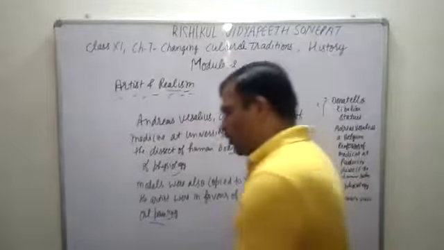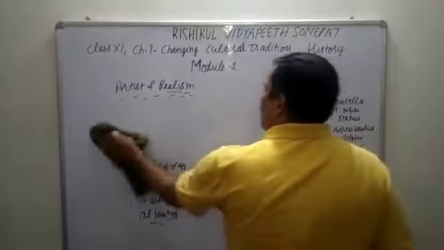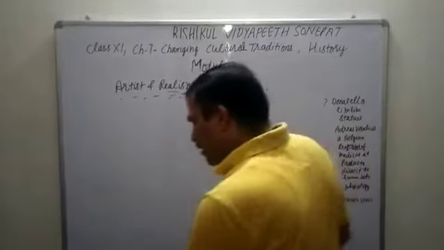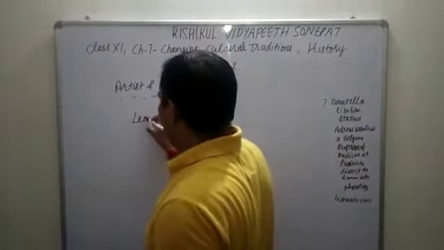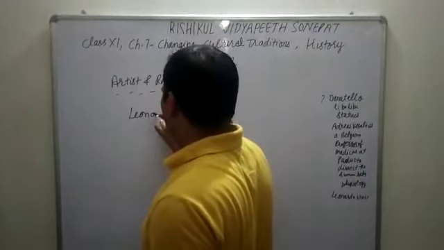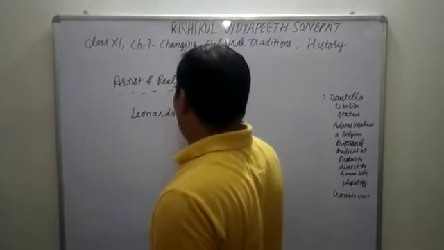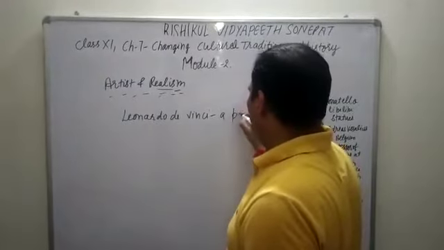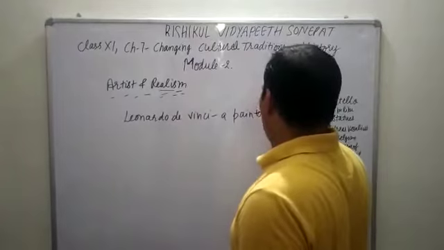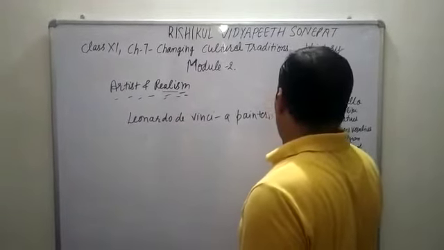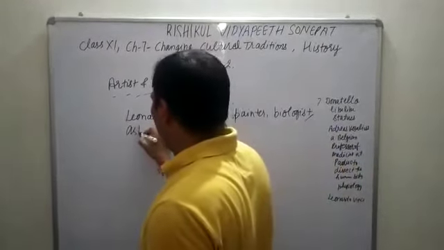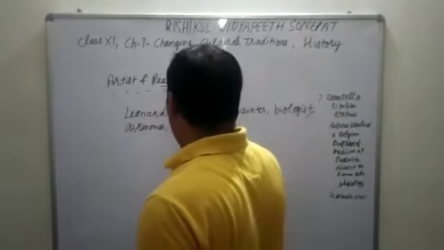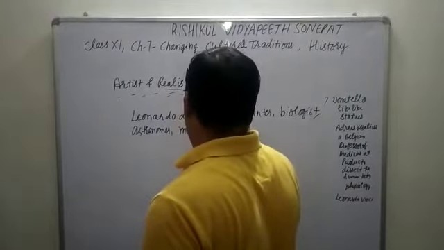Now the most important was Leonardo da Vinci. You know that he was a scientist. Leonardo da Vinci was a painter, biologist, astronomer, and mathematician. He was a multi-talented person.